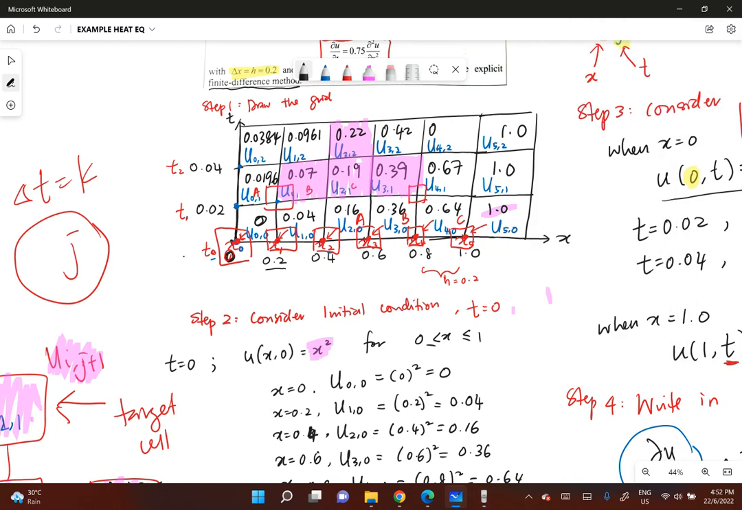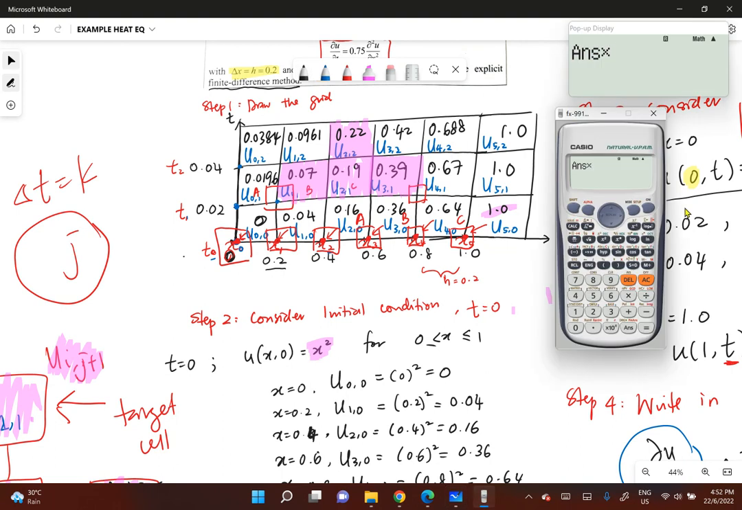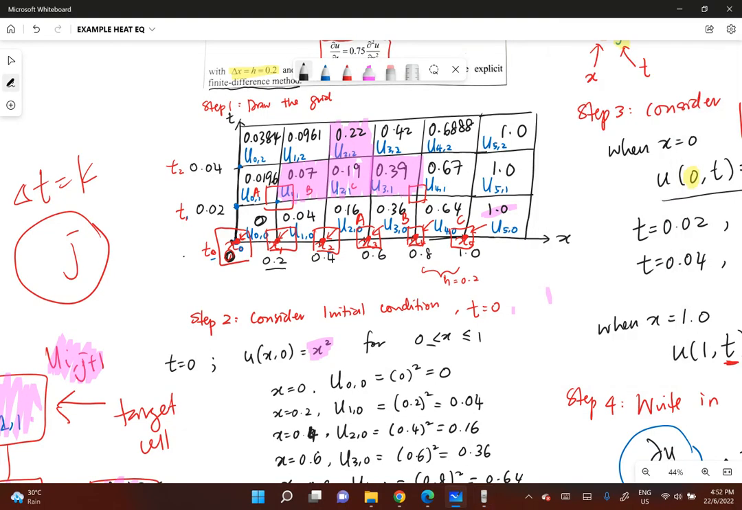0.68875. Kita round up. 4 decimal places is more than enough lah. Okay, now done already. So you get all the value here. So habis lah, dah selesai.